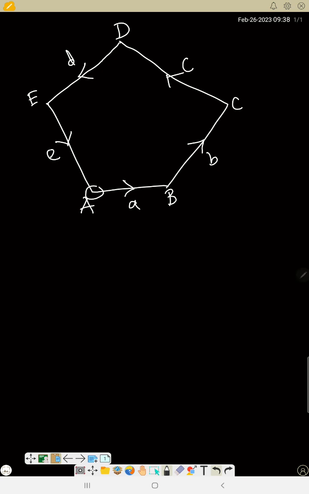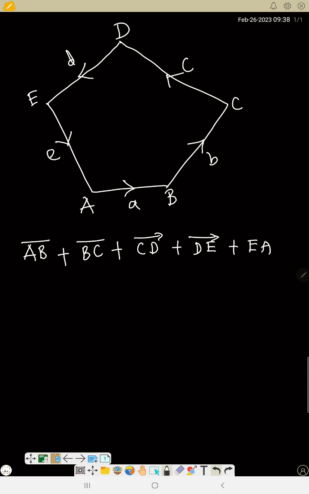If I'm starting here, AB, I'll follow the order. So that will be AB, follow the arrow, plus BC, plus CD, plus DE, just follow the arrow, plus EA. Now let's find the vector sum.